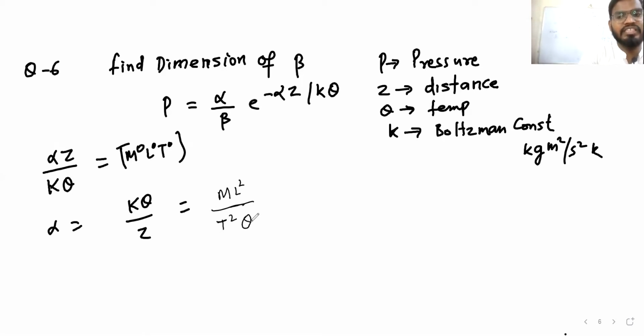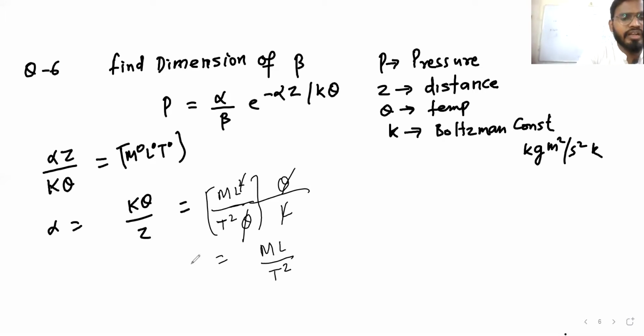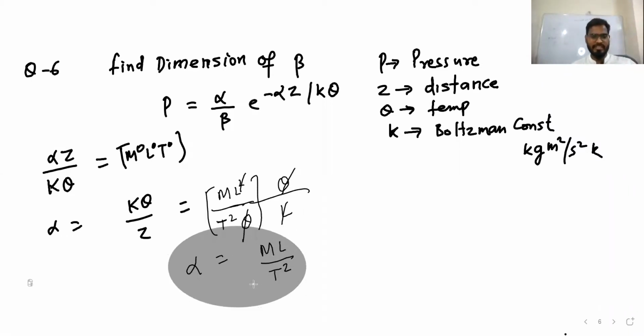Kelvin, so we can write theta, right? This is for K, and theta here is there. Okay, and by what? Z. Z is what? Your distance, so L. Theta L. So M L, guys, by what? T square for what? Alpha. But we don't want to find alpha, we want to find what? Beta. Okay, fine, we got alpha anyway.